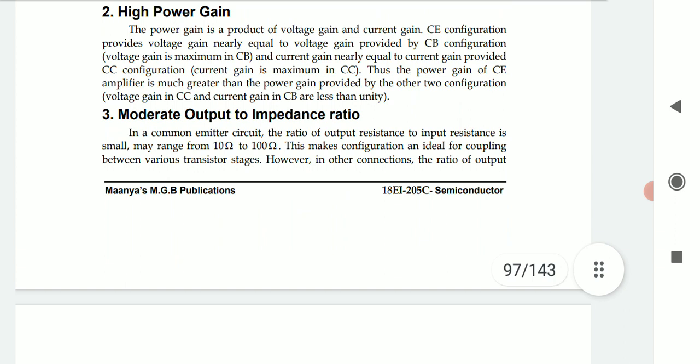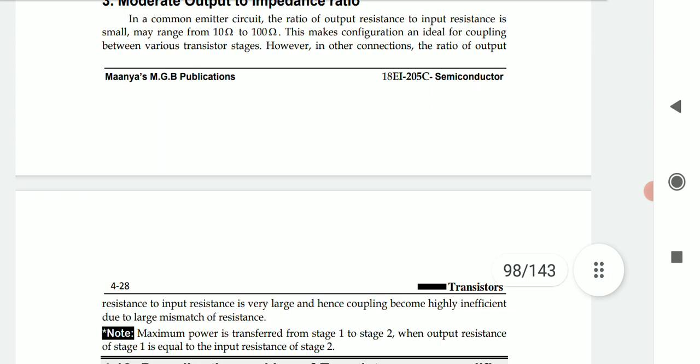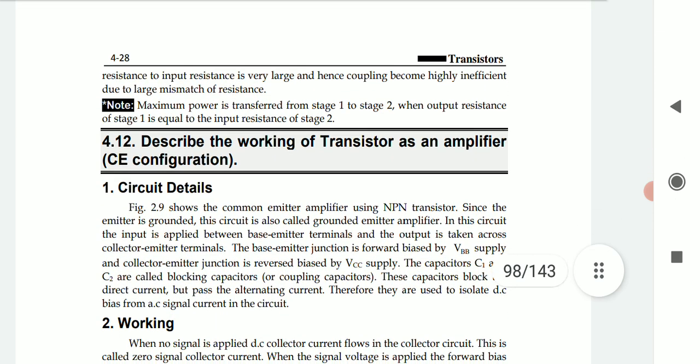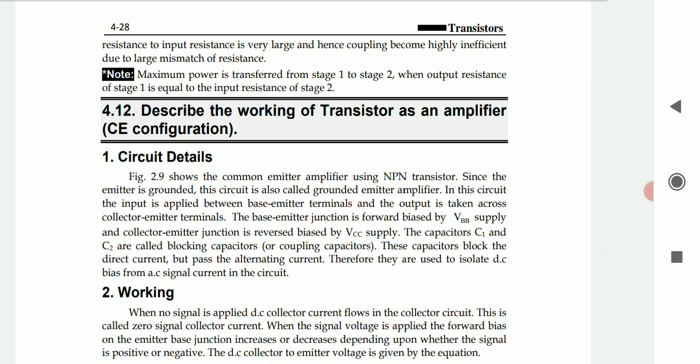Next, moderate output to input ratio. In a common emitter circuit, the ratio of output resistance to the input resistance is small, maybe in the range from 10 ohms to 100 ohms. This makes the configuration ideal for coupling between various transistor stages. However, in the other two connections, the ratio of output resistance to the input resistance is very large. Hence, coupling becomes highly inefficient due to large mismatch of resistances. Therefore, the common emitter configuration is widely used.